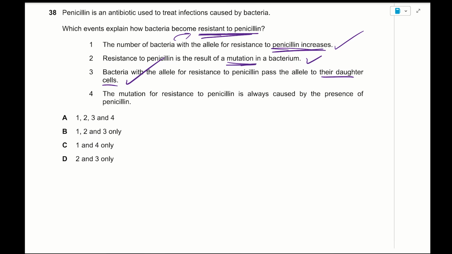4. The mutation for resistance to penicillin is always caused by the presence of penicillin. This is incorrect. The mutations happen normally and they happen due to a change in the base sequence of the DNA. Therefore, this is incorrect and the answer must be B.